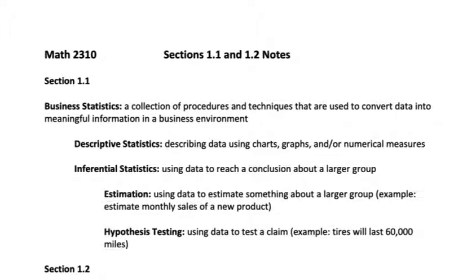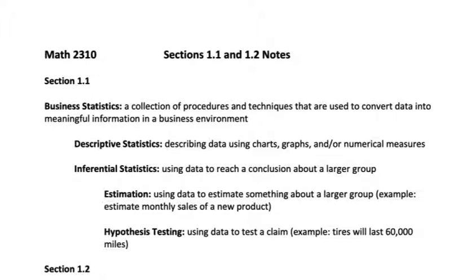There are two types of statistics, descriptive and inferential. Descriptive statistics is when we describe a data set using charts, graphs like bar graphs or histograms, or numerical measures like the mean or median.